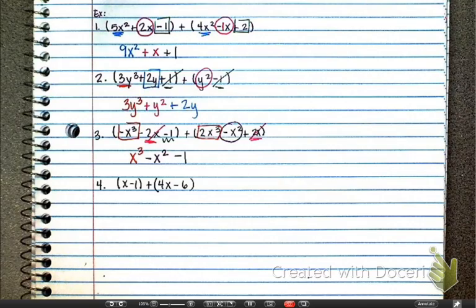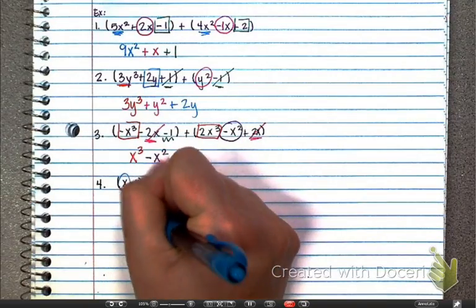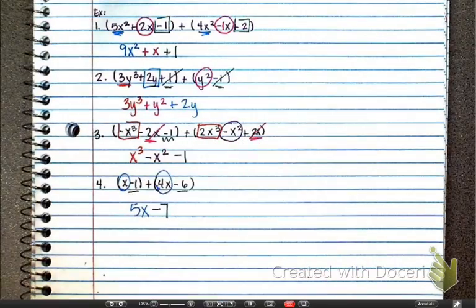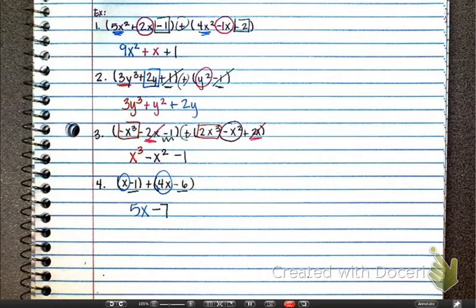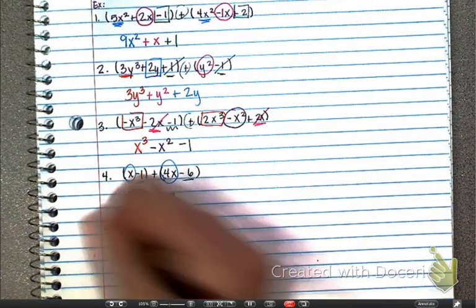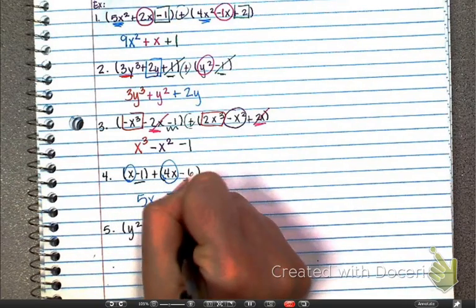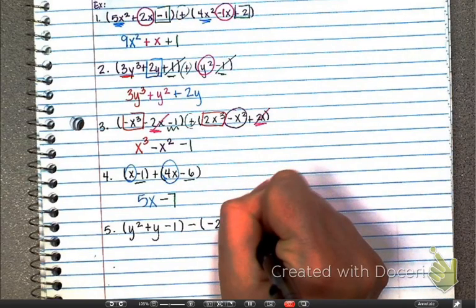For number 4, if I combine my x's, I have 1x plus 4x is 5x. And negative 1 minus 6 is a negative 7. So 5x minus 7 is your answer there. These were all addition problems, so you'll notice that there was an addition sign in between both sets of polynomials. Now we're going to look at subtraction. Subtraction is very similar. We have one additional step that we have to take care of before we can combine like terms.